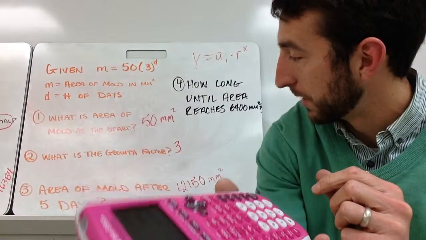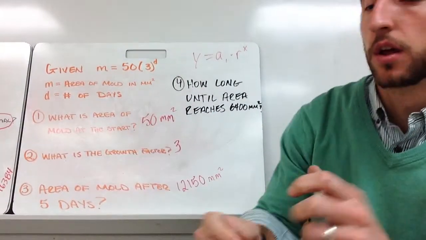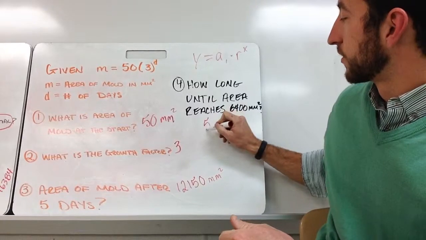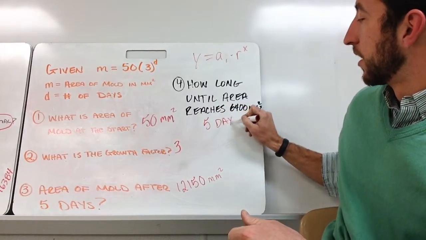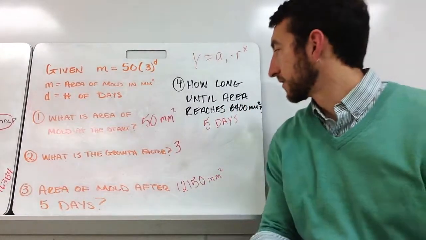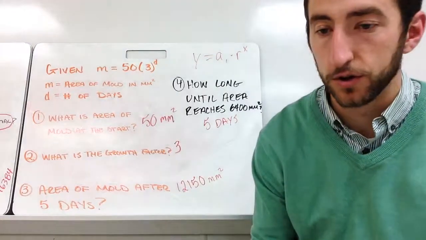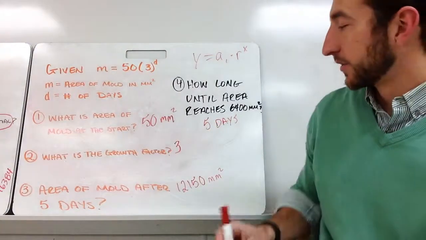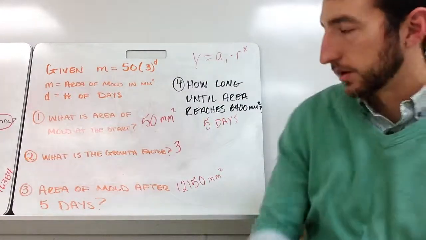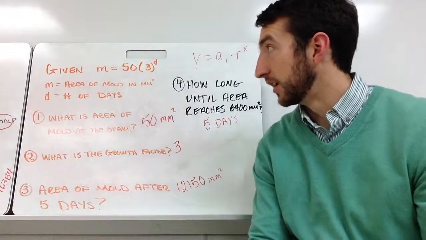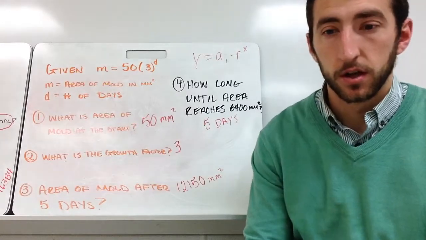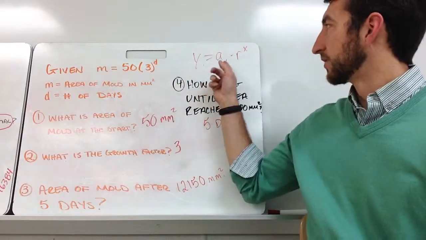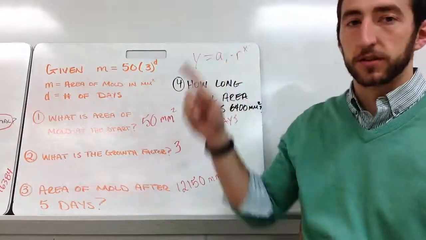After 5 days, it makes it over 6,400. So 5 days is how long it takes in order to reach 6,400. It is a little bit less than 5 days, technically, but you get the idea. So that is using the formula y equals a sub 1 times r raised to the x power.